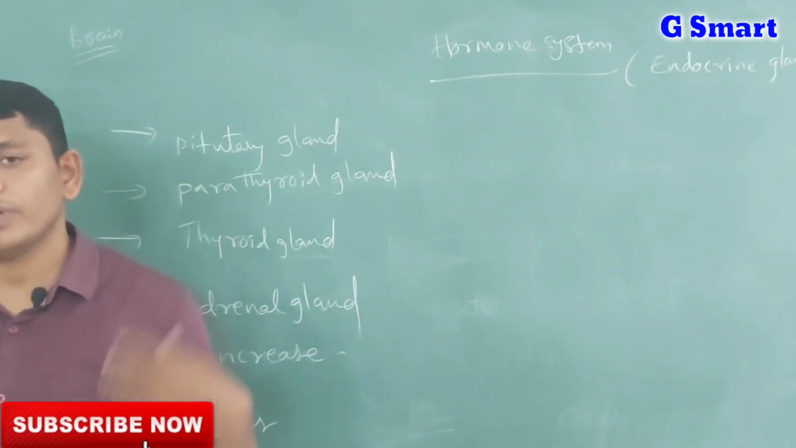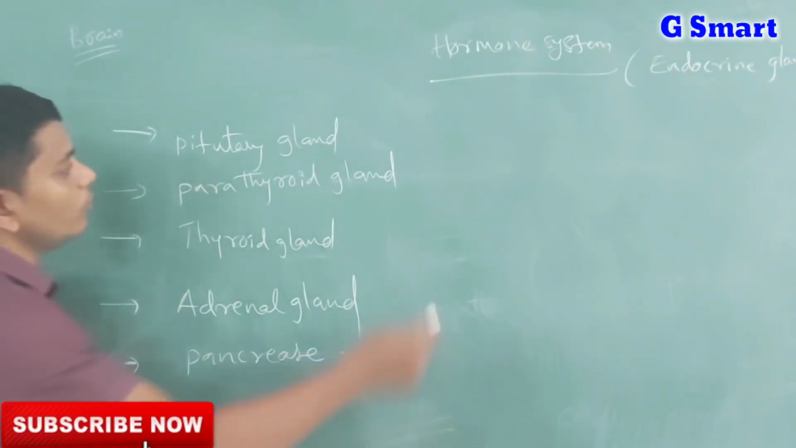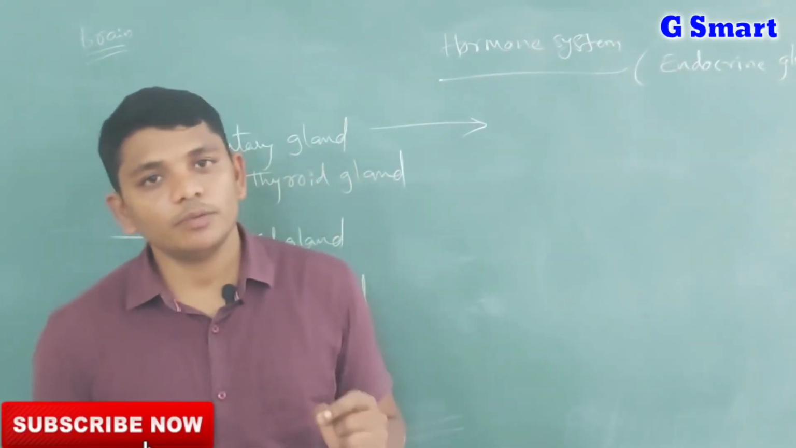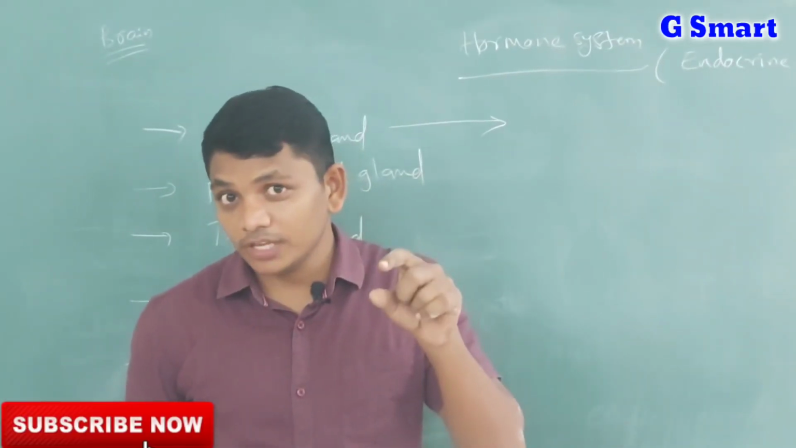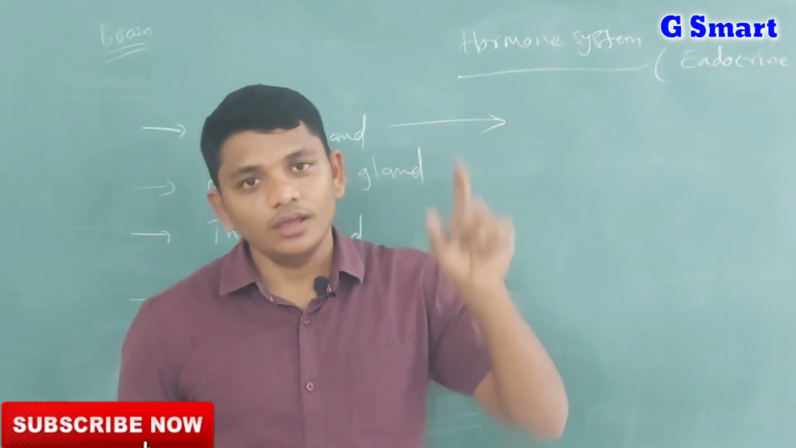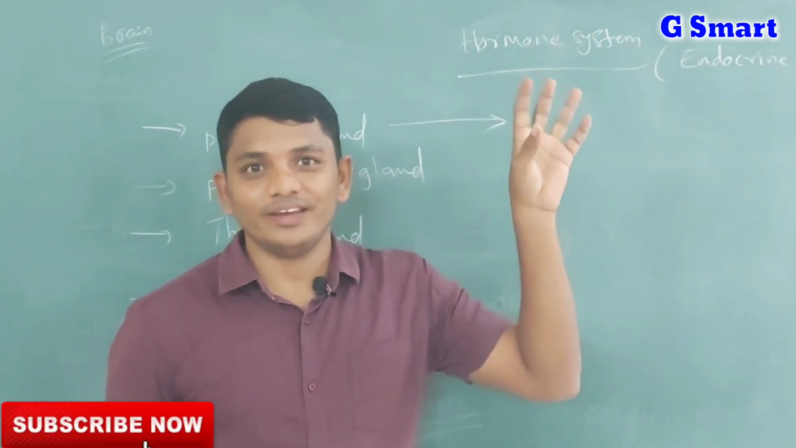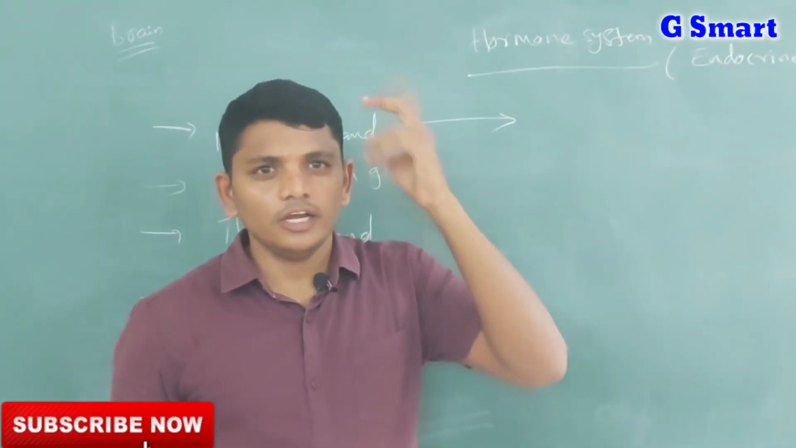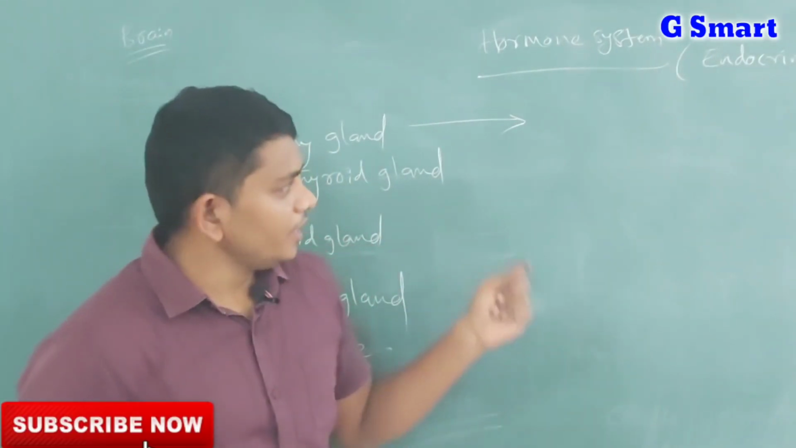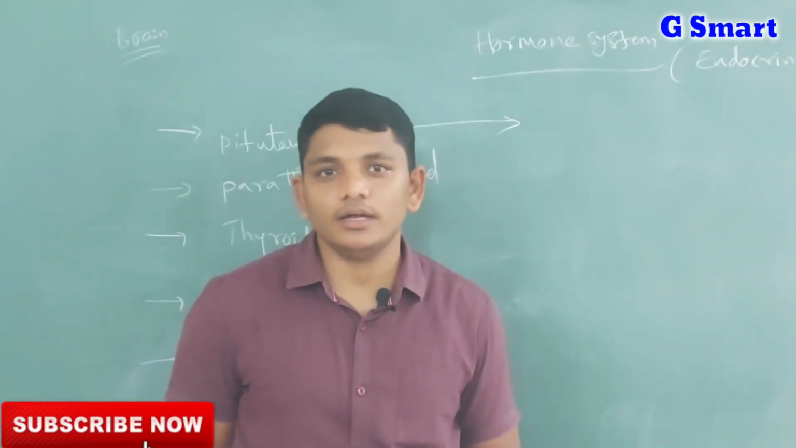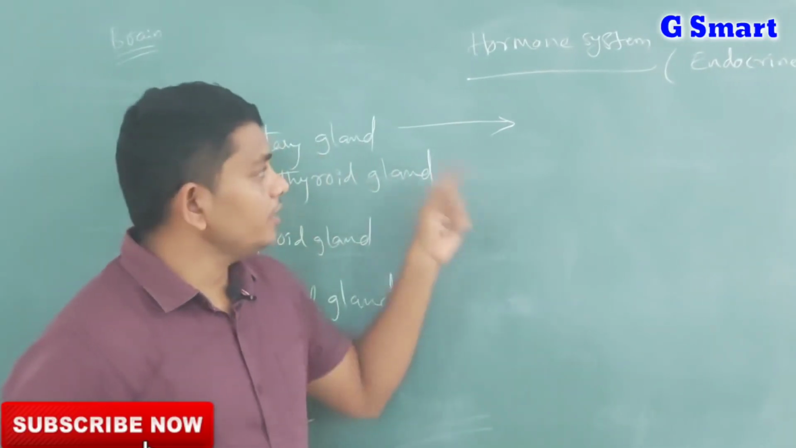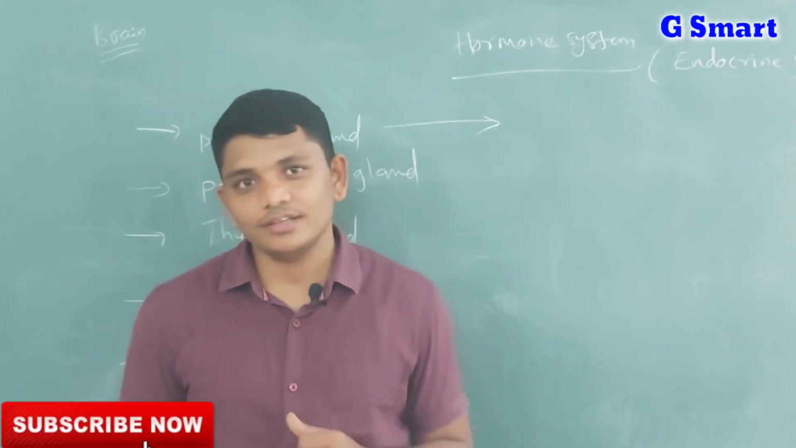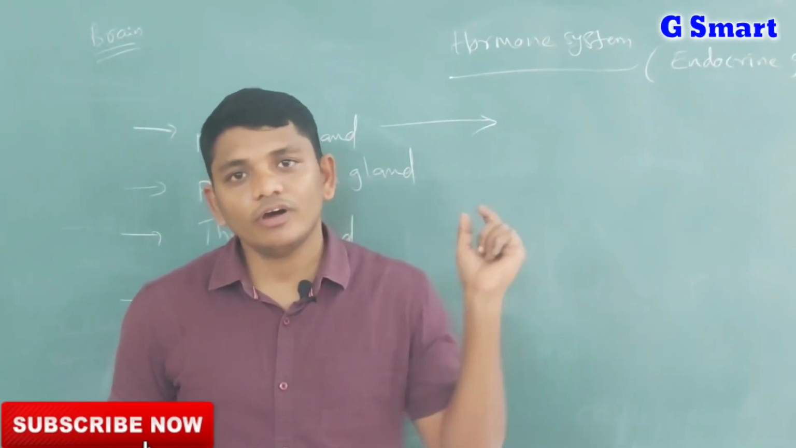Let us discuss one by one. You know, the pituitary gland is a part of the hypothalamus. The hypothalamus is a part of the diencephalon. The diencephalon is a part of the forebrain. So it appears in the nervous system. It is the size of a pea seed, and it is also called the master gland of all glands.